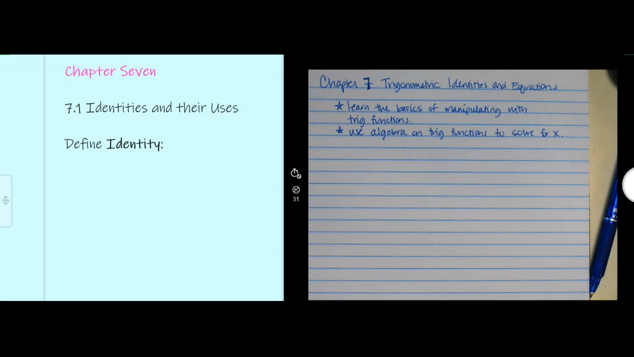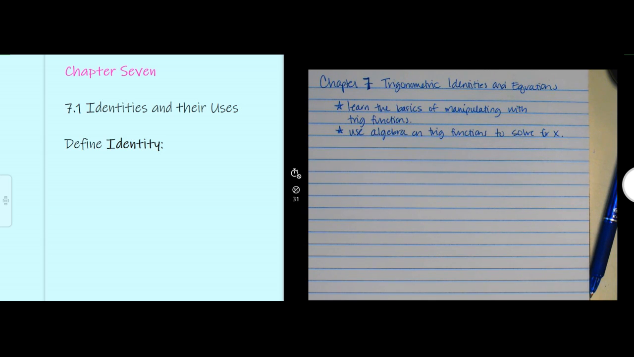We're going to start to use what we know about trig functions to be able to solve equations. Something that might say sine of x plus cosine of x equals some number, or we might learn how to graph it in order to solve it. But first, before we can do anything, we have to figure out how to do algebra with trig functions. So that's what we're going to do today in our 7.1 lesson.